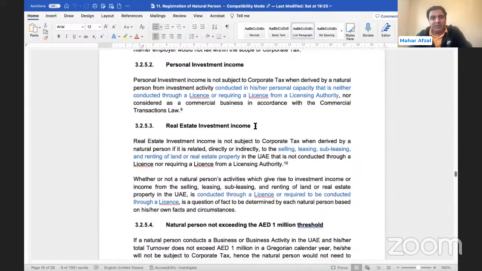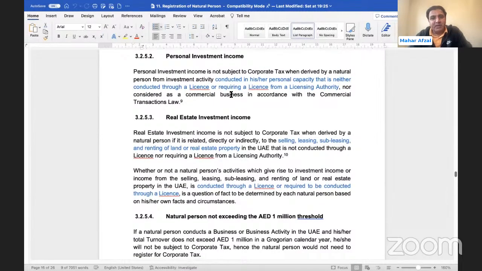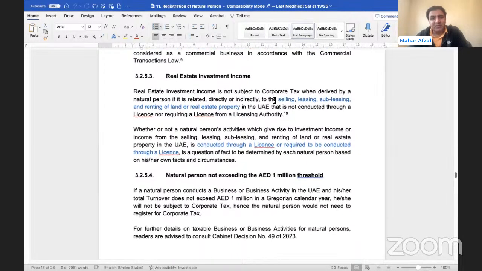A personal investment is one made without going through a licensing authority. You are doing this activity without getting any license. You are making an investment which doesn't require any license, so it will be considered a personal investment. Real estate investment includes selling, leasing, subleasing, and renting of real estate, where you are not required to have any license to do these activities. So it will fall under real estate investment.